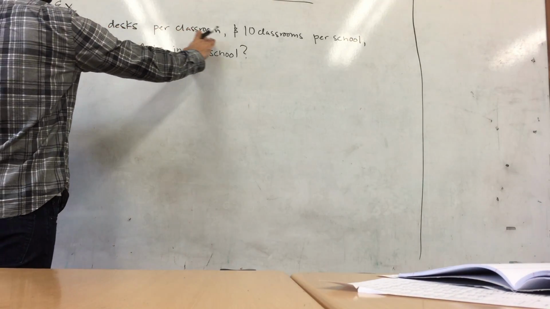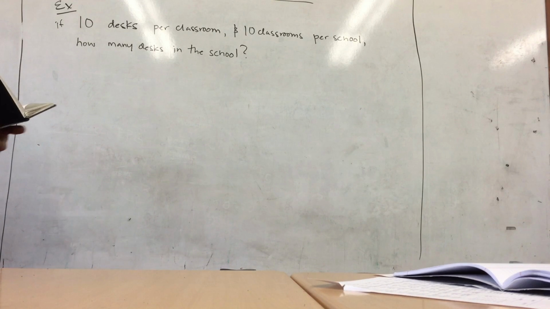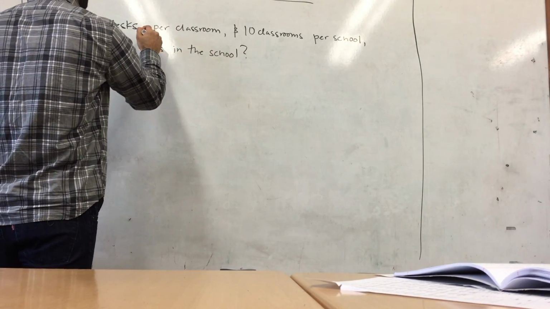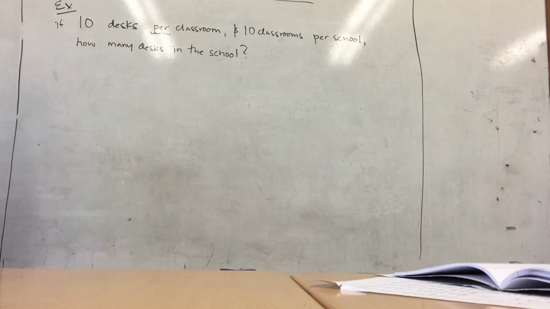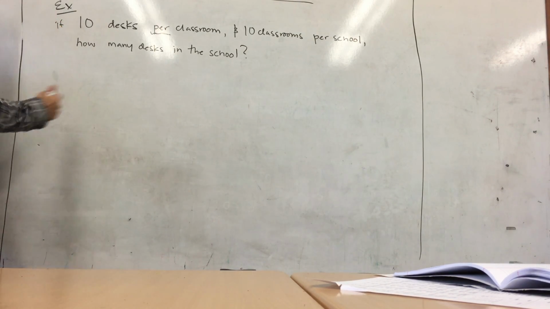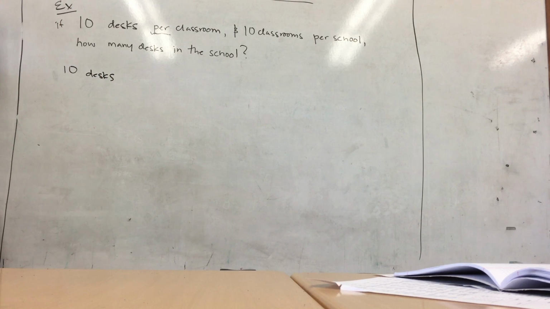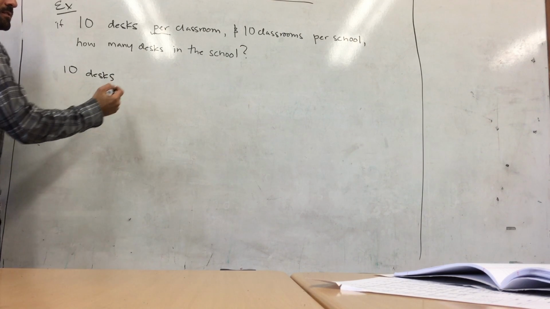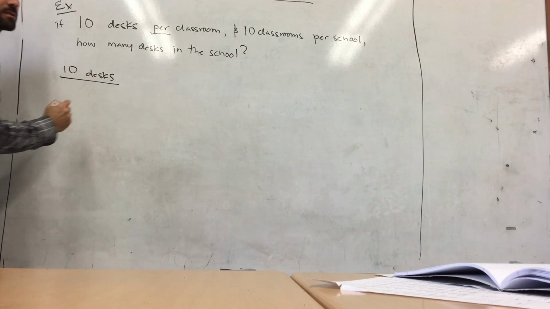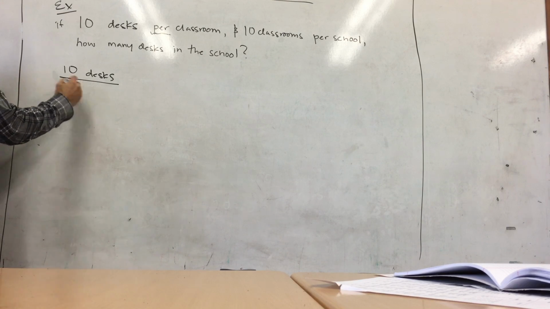Okay, how do I set this up? 10 desks per classroom, how do I set that up as a fraction? Jamara. 10 desks per classroom. What does the per tell you to do? The per is for each. Yeah, and what's the symbol for that? Oh, you put 10 desks over. Like this? Yes, that's right. And then what do I put on the denominator?